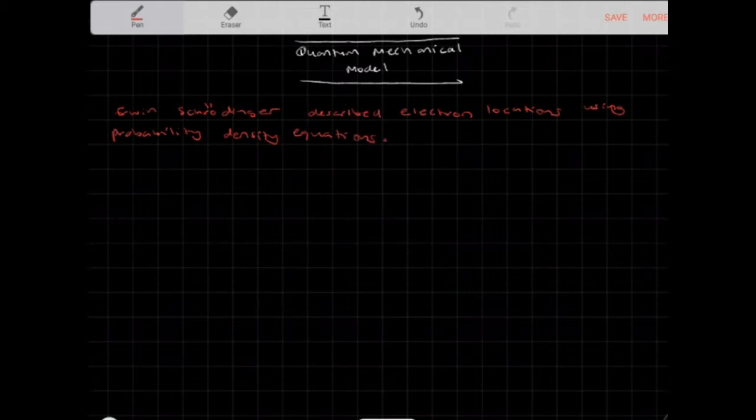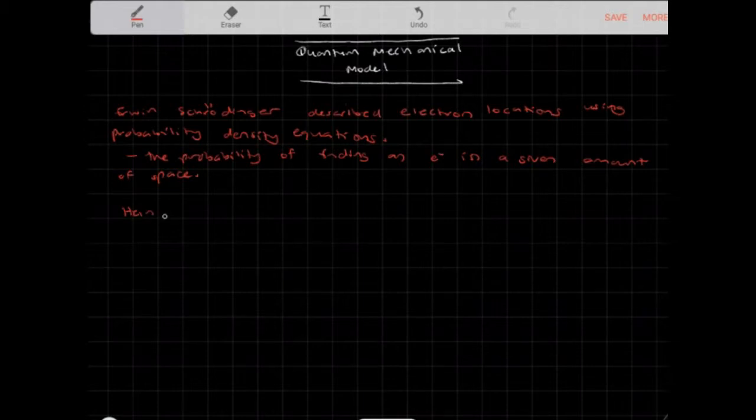Right? And these probability density equations basically looked at the probability of finding an electron in a given amount of space. So the probability density equations that Schrödinger created looked at finding an electron in a certain region of space. The whole notion here is that electrons are constantly moving, so you can't actually pinpoint the electron's position at any given time, right? And this was also indicated by another scientist.